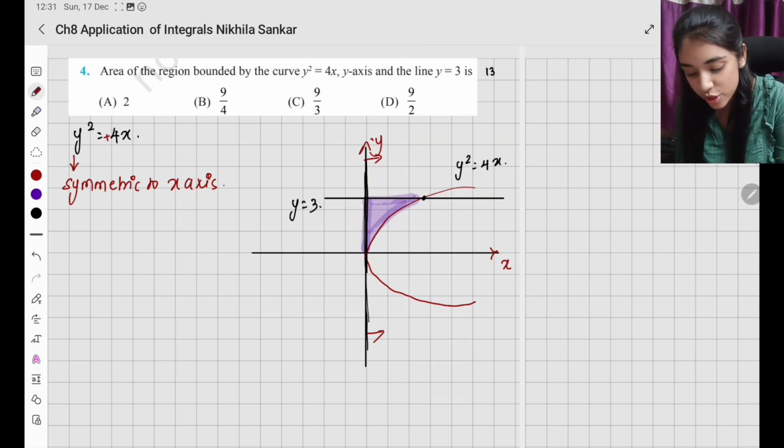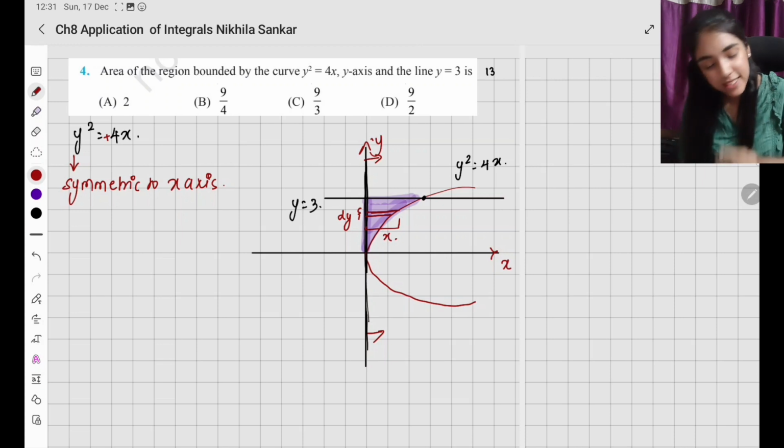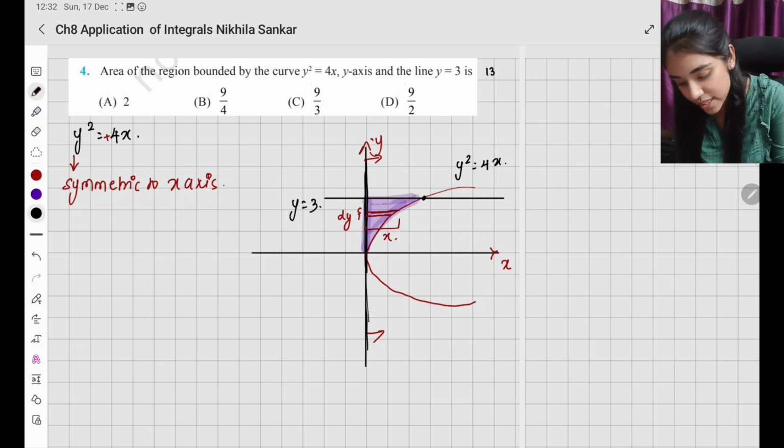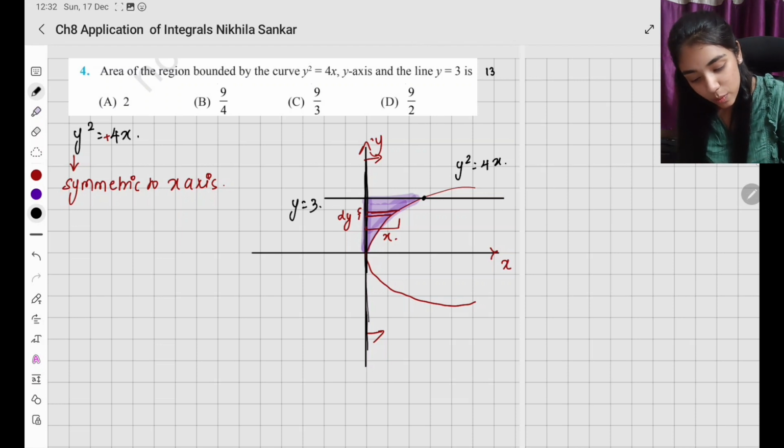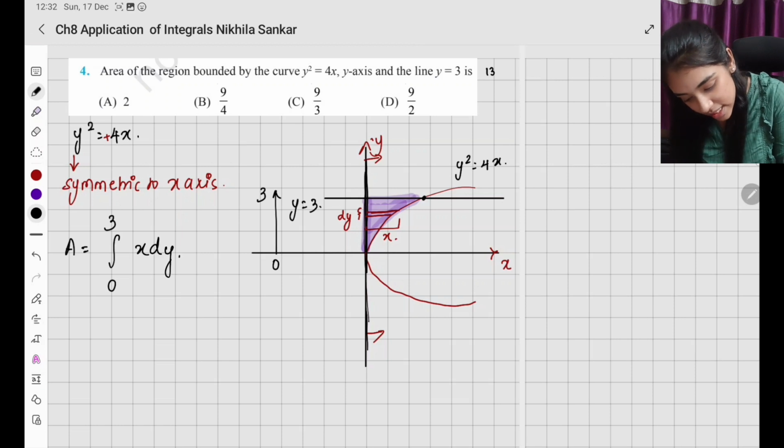So now what is going to be my thin strip? My thin strip is, I'm going to take it with respect to the y-axis this time. So I'm going to take dy and this is going to be my x. Correct? This length is going to be my x. So I basically am going to integrate with respect to y. Where does y travel? It is traveling like this from 0 to 3. So how does my integral look? The area that I need is the integral from 0 to 3 of x dy.